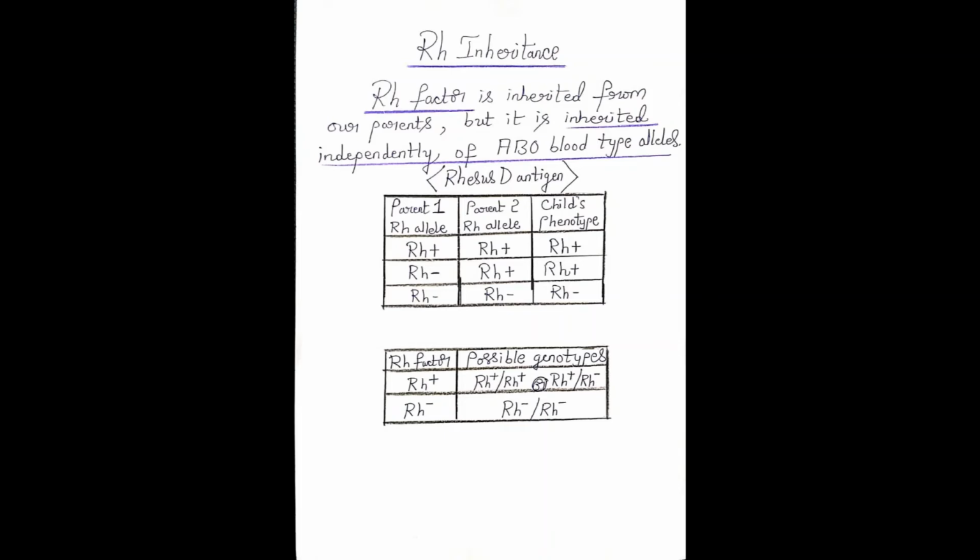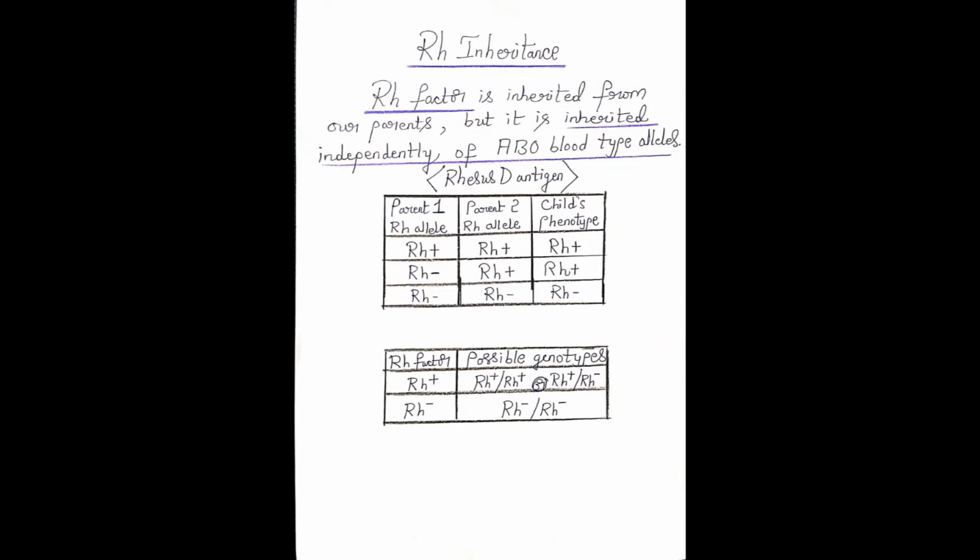One more interesting factor is the presence of RH factor, RH inheritance. I mean, A positive blood group, B positive blood group, or A negative, B negative, AB positive, AB negative, O positive, O negative. This positive and negative are assessed based on the presence of RH factor. RH factor is inherited from our parents, but it is totally independent of ABO blood type alleles. It depends on the dominant rhesus D antigen.